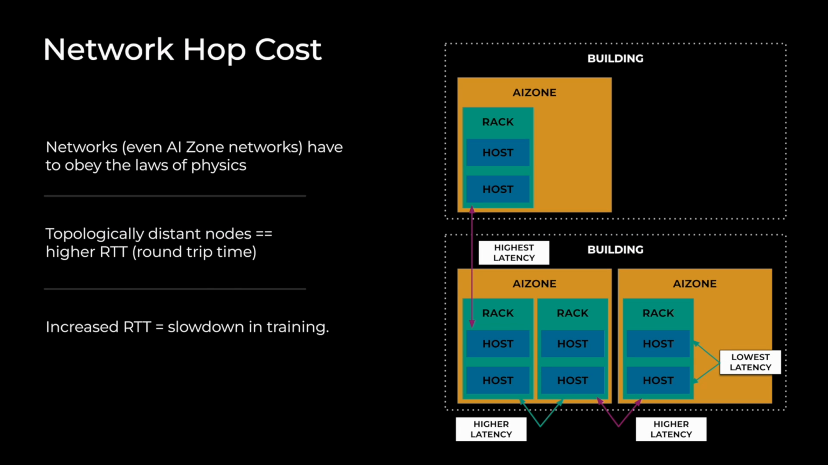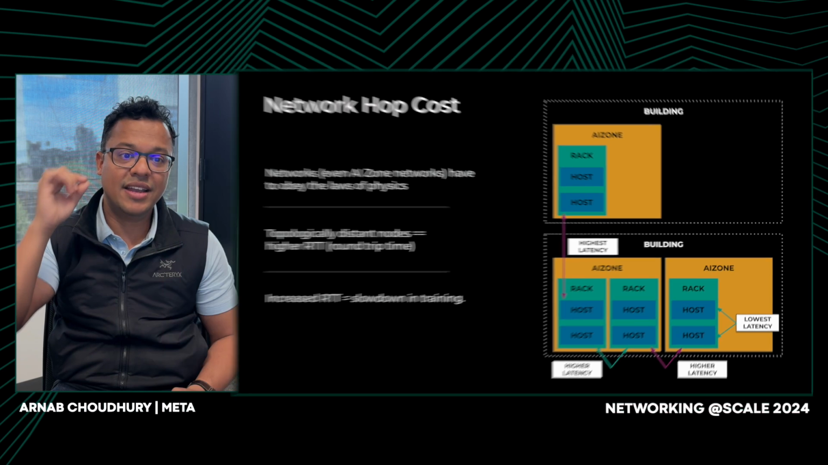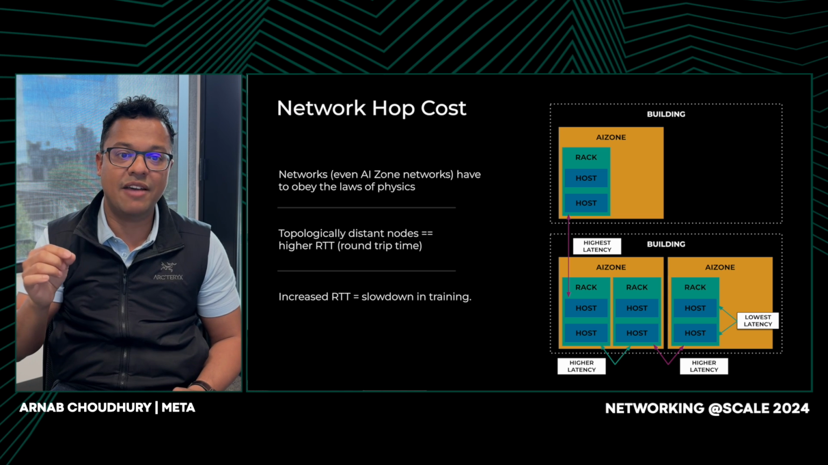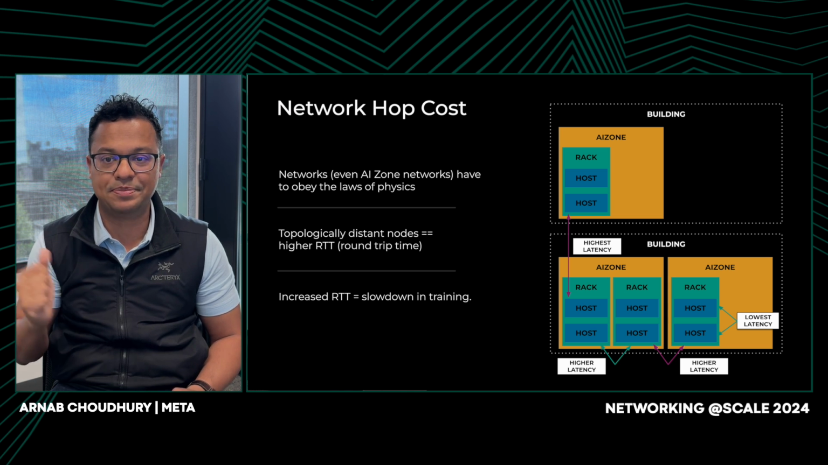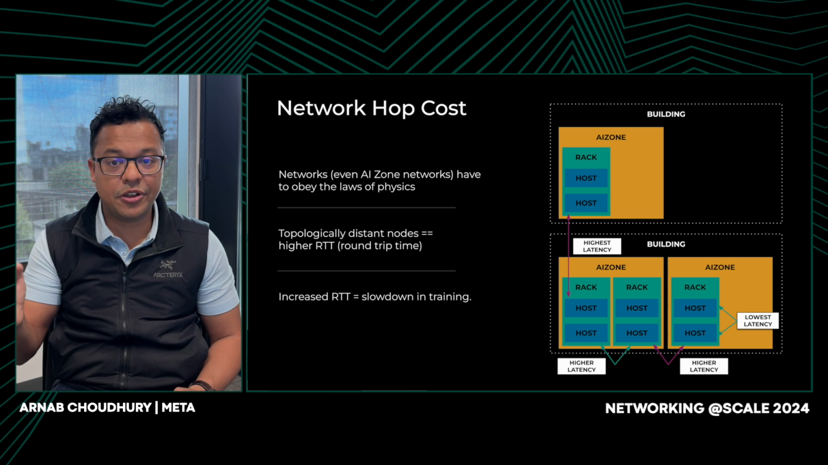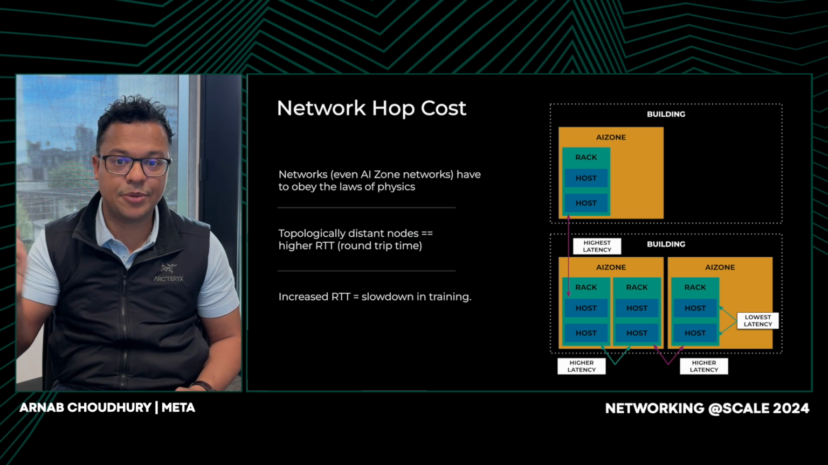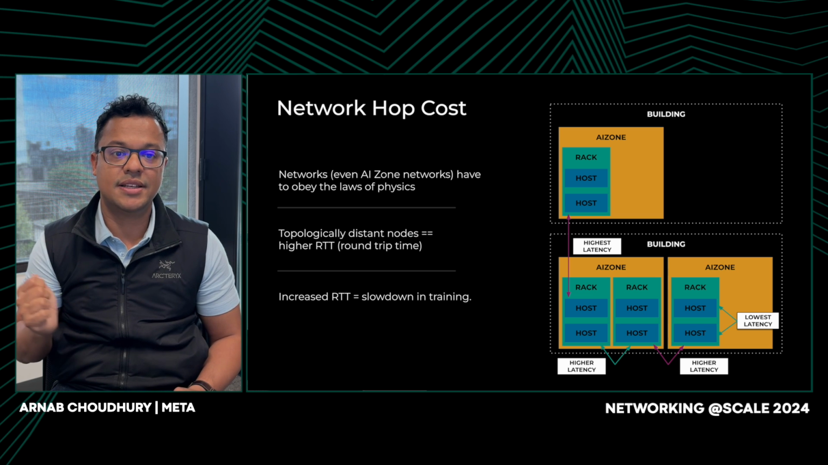So specifically, even RDMA-backed AI zone networks have to obey certain laws of physics. Nodes in the same rack have the fastest communication, while nodes that are further away from each other, for example, in separate AI zones, will have higher communication overhead. The impact of this is encapsulated by a metric that we call RTT, or round trip time. Increased RTT would mean that you would have a slowdown in training, which is undesirable. Thus, one goal we have here in the scheduler is to minimize communication between nodes at higher levels in the network topology.